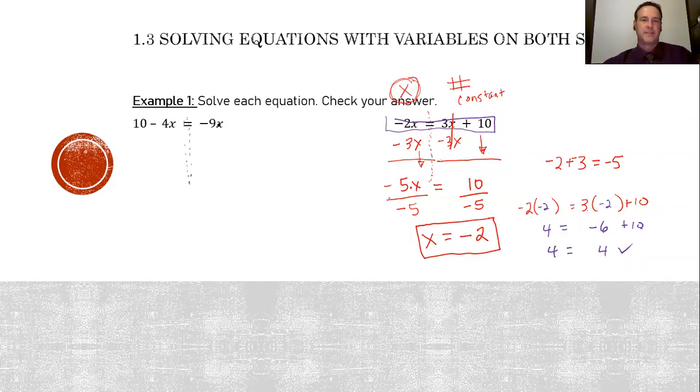And again, I have x's. It could be any letter. It could be w's or t's. They're just using a lot of x's here. And I have to ask myself, do I want x's on this side or this side? Can't have them on both. Where do you want to move them all to?